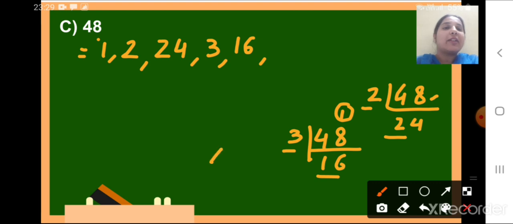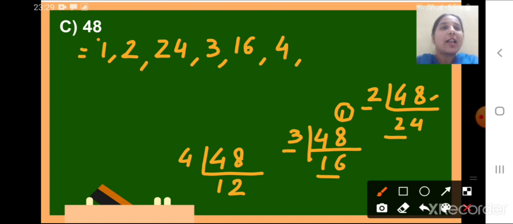Now let's see whether it is divisible by 4 or not, and how many times. 4 ones are 4, 4 2s are 8. So 12 4s are 48. Okay. Or 4 12 times. So 4 as well as 12 is the factor of number 48. Now we will not get 48 in the table of 5, but we will get it in the multiplication table of 6. How many times? 6 8s are 48. Okay.